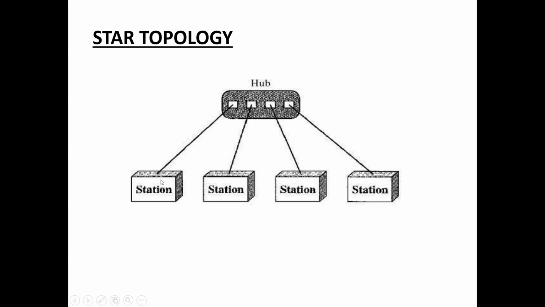If station 1 wants to send data to station 2, station 1 first sends the data to the hub, that is the controller. Then that hub forwards the data to the connected device, station 2. That is the star topology. In star topology, the devices are not directly linked to one another.